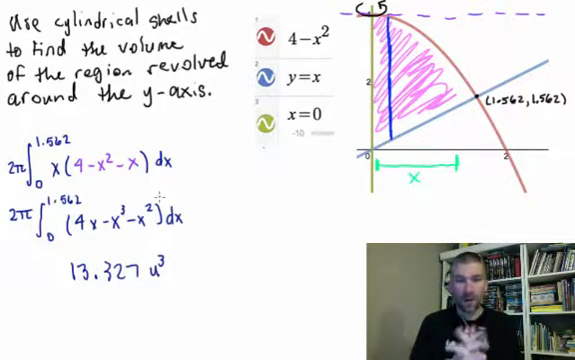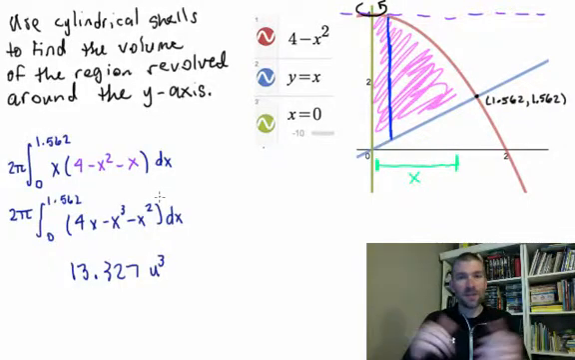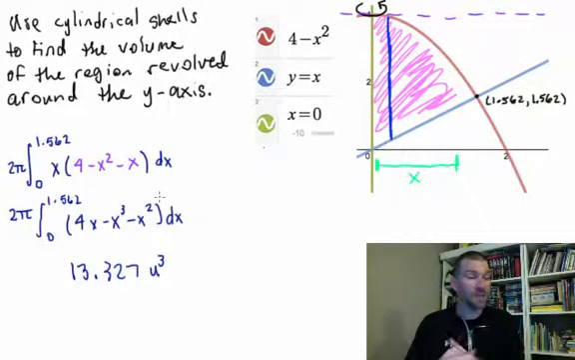But follow the directions in your book, follow the directions on your exam. Whatever method they ask you to use, you'll want to do that. And sometimes it's easier to use one as opposed to the other. It just depends on the problem. All right, so there you go. More cylindrical shells. I think this is just really cool stuff.